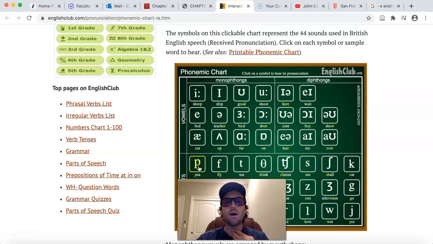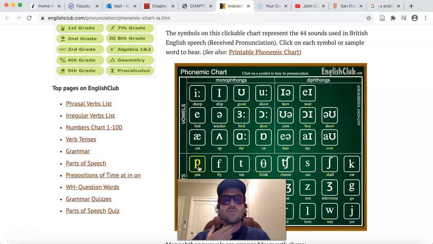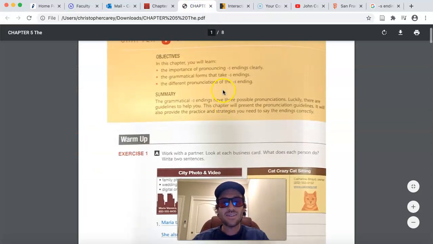P, P, P. Voiceless, unvoiced consonant sound. So voiced means vibration, right? When you make that consonant sound, you can feel it. You can hear the vibration. And that's the difference between these two consonant sounds, even though it's the same letter, right?